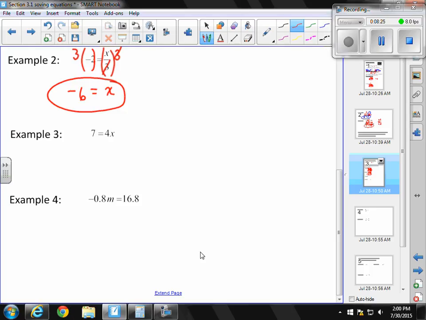Example number 3 says 7 equals 4x. Remember, 4x really means we have 4 times x, and what goes with multiplication is division. If I want to get rid of that 4, to get the x by itself, I need to divide both sides of my equation by 4. And I get 7 over 4 equals x. Again, those 4's are going to cancel each other out.